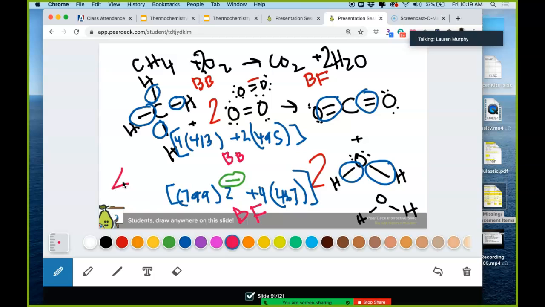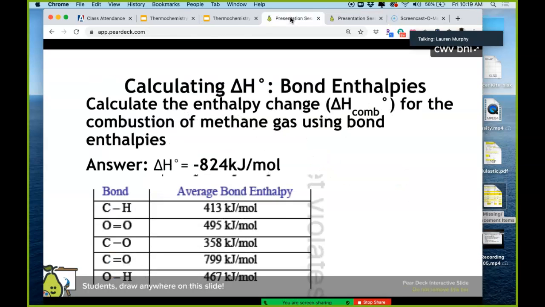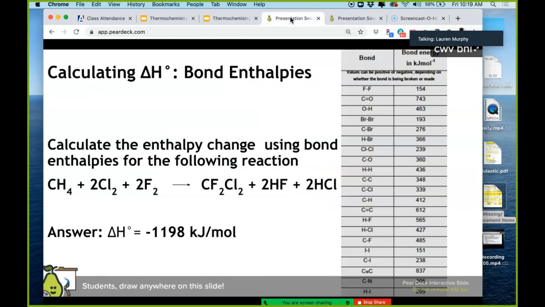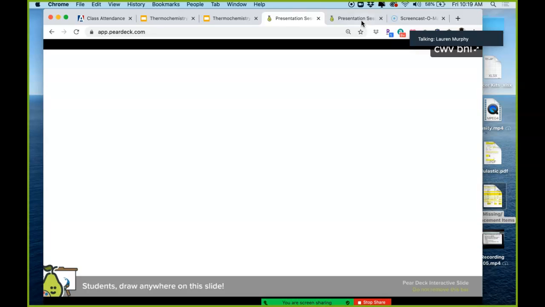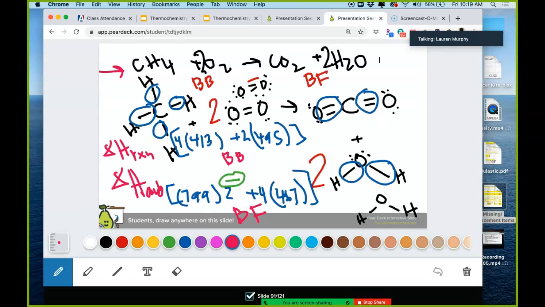That is what delta H of combustion is. And I say combustion because this is a combustion reaction. I could have just as easily called it delta H or delta H of a reaction, okay? So I'm going to give you a second to calculate it out. The number is, I think it's, yeah, -824.